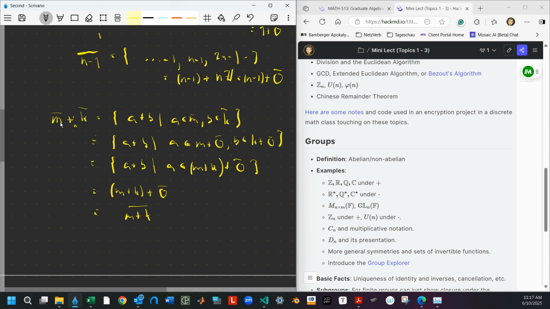fact about the relations. If I take this class and I add it to this class, and sort of in the set of classes, what I get is the class that I would get by just adding M and K and looking at that corresponding class. Okay.